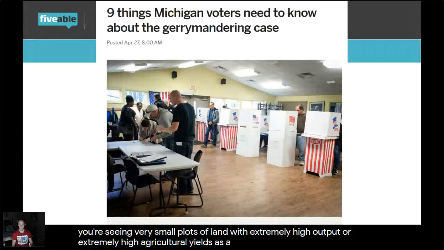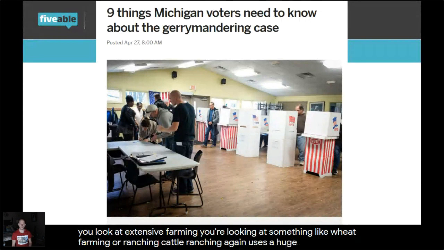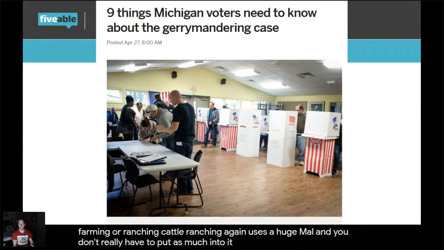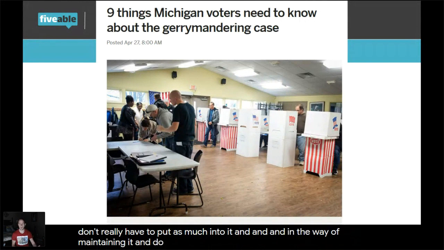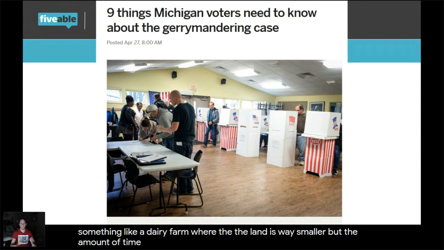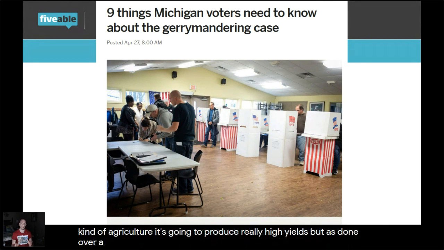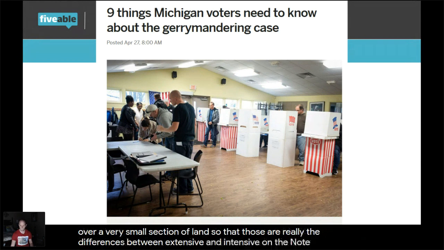As a commercial farming example, if you look at extensive farming, you're looking at something like wheat farming or cattle ranching. Again, it uses a huge amount of land. You don't really have to put as much into maintaining it or taking care of it as you would in something like a dairy farm, where the land is way smaller, but the amount of time, energy, resources, and mechanization that goes into that kind of agriculture is going to produce really high yields, but it's done over a very small section of land. So those are really the differences between extensive and intensive in a nutshell.